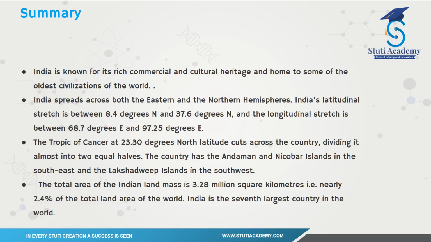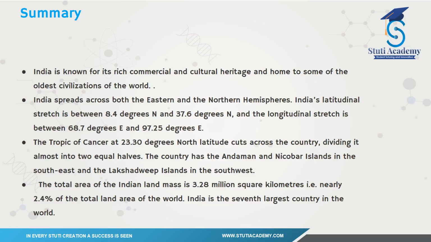The Tropic of Cancer at 23.3 degrees north latitude cuts across the country, dividing it almost into two equal halves. The country has the Andaman and Nicobar Islands in the southeast and the Lakshadweep Islands in the southwest. The total area of the Indian landmass is 3.28 million square kilometer, that is nearly 2.4% of the total land area of the world. India is the seventh largest country in the world.